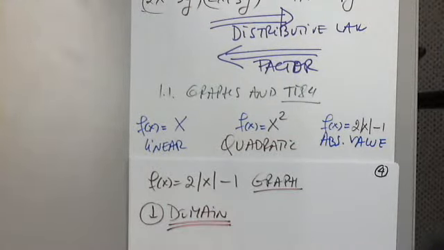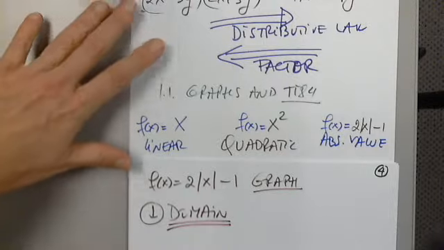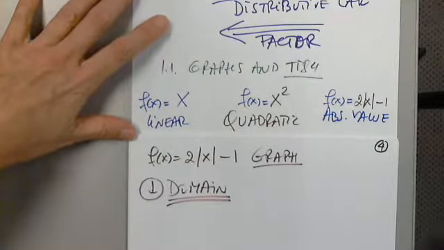Always. This is the input. So the input is what values I can plug in for x, what values I can replace x by. Without knowing the input, I don't know where to graph this function. I don't know where it exists. When it doesn't exist, I have no information. Okay, so domain.